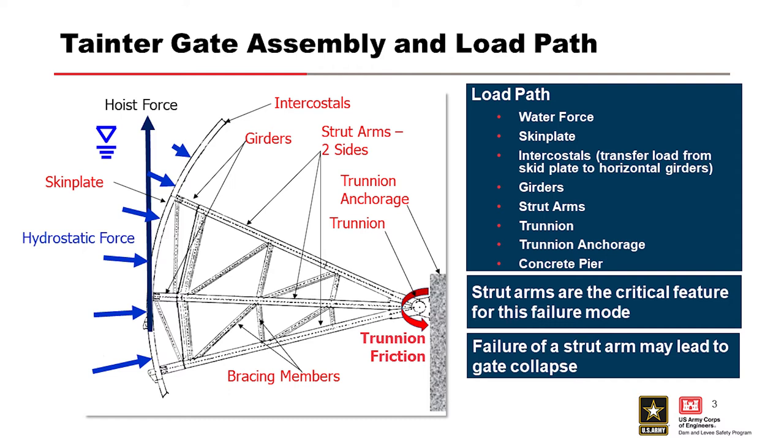But some things to keep in mind: the strut arms are the critical structural component for these. If they buckle, that often leads to catastrophic failure. And then the trunnion friction that we'll talk about, just keep in mind that trunnion friction can change over time. This can be due to gates not being operated, with that friction increasing on the gate.